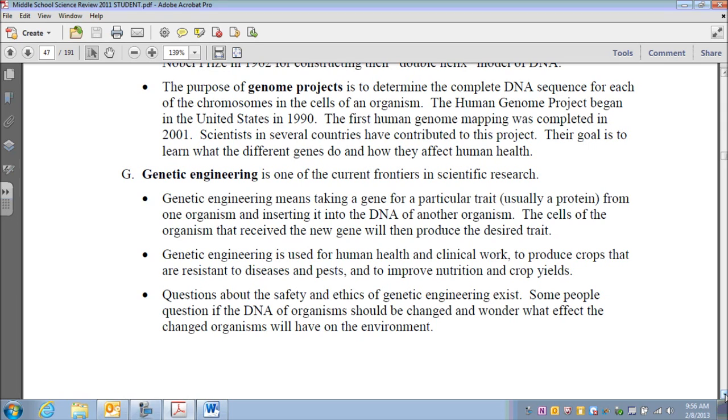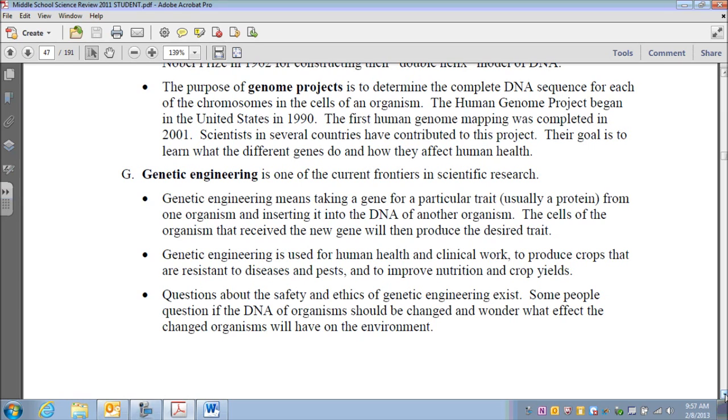Section G. Genetic engineering is one of the current frontiers in scientific research. Genetic engineering means taking a gene for a particular trait, usually a protein, from one organism and inserting it into the DNA of another organism. The cells of the organism that receive the new gene will then produce the desired trait. Genetic engineering is used for human health and clinical work. It's also used to produce crops that are resistant to disease and pests, and to improve nutrition and crop yields.